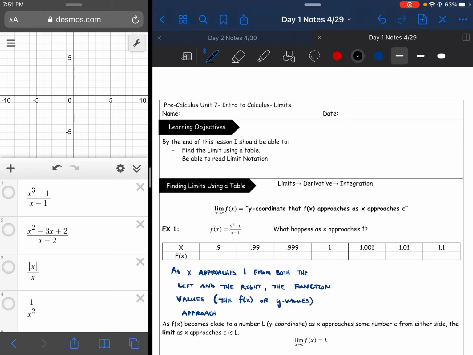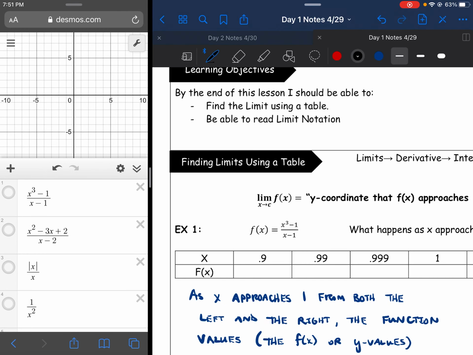a limit is. So what a limit is, it tells us the value that a function approaches as that function's inputs get closer and closer to a certain number. So let's look at our first example here. Now, first off, let's talk about notation.